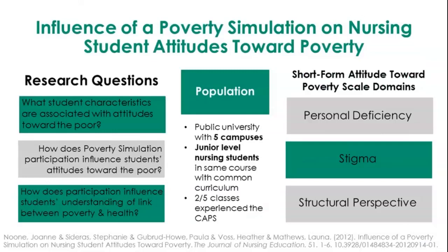So much of what we measure when we look at the poverty simulation is considered the short-form attitude toward poverty scale domain. It sounds very fancy, but essentially it's measuring data in three areas, which is personal deficiency, stigma against people who live in poverty, and also the structural perspective or barriers that we've been talking about today. So they really wanted to look at those specifically with nursing students.